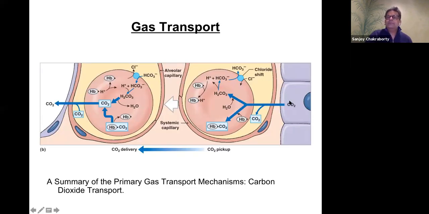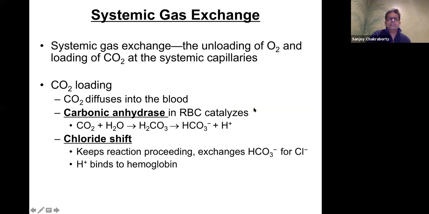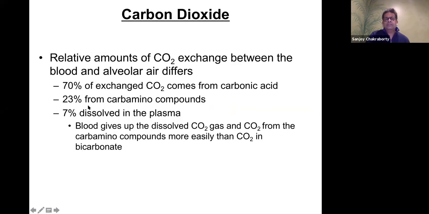Carbon dioxide goes the opposite way. It comes from the tissue to the blood, and then the blood carries it. When it comes to the lung, it goes from the blood to the alveolus, opposite of oxygen. Oxygen goes from the alveolus to the blood, and then the blood carries it to the tissue. So when carbon dioxide comes from the tissue, these are the percentages you've got to memorize: 7% dissolves in blood plasma, 23% binds with hemoglobin, called carbaminohemoglobin, and 70% reacts with water.